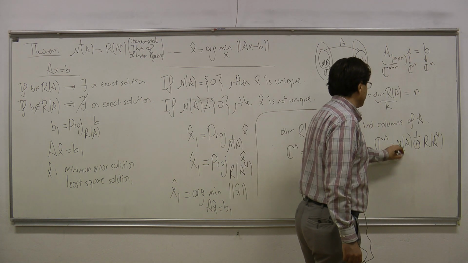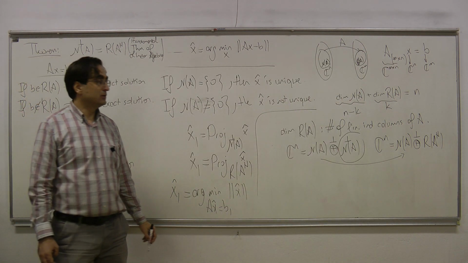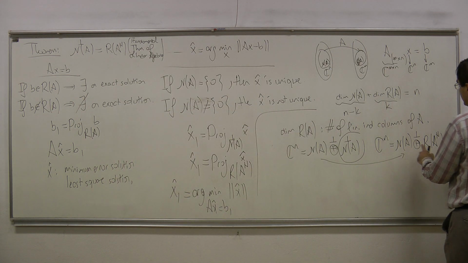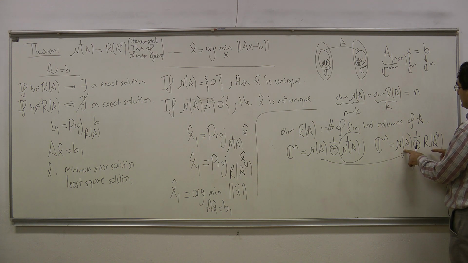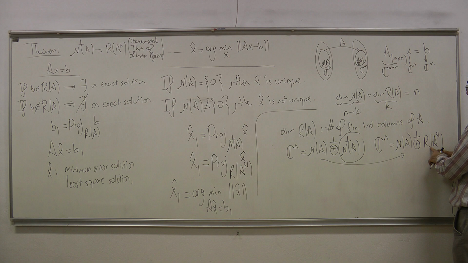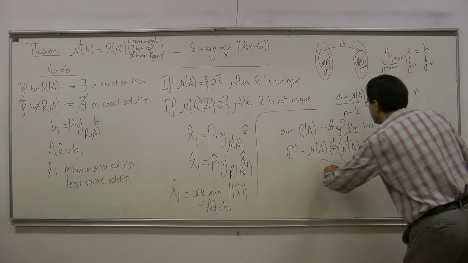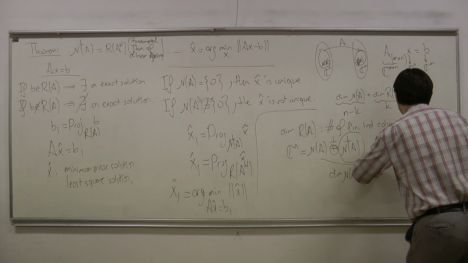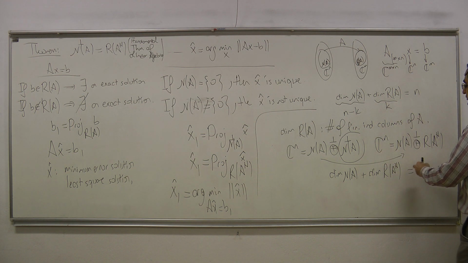This pass from here to here is done by the fundamental theorem of linear algebra. Okay? And what does this tell us about the dimensions? If I have a direct sum here, the summation of the dimension of this one and the dimension of this one should be equal to m. Okay? Let us write that. Dimension of null space of A plus dimension of range space of A Hermitian is equal to the dimension of Cn, which is n. Okay?